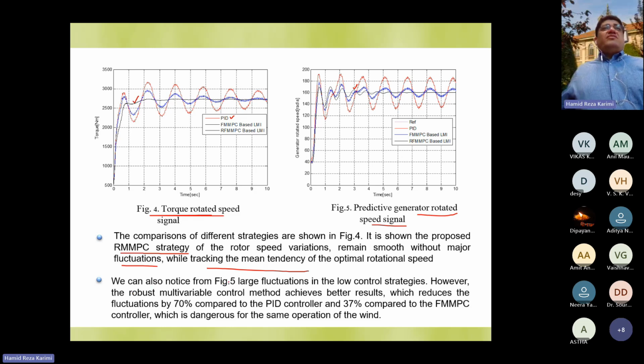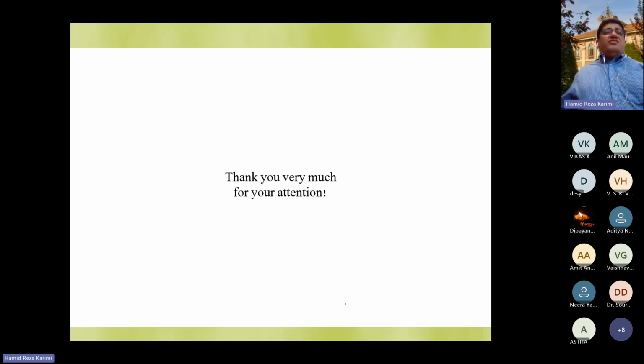We can also notice from this figure that there is large fluctuation in the other control strategies. However, the robust multi-variable control method achieved better results and reduced the fluctuation by 70%. So now you can see that with more advanced control, you can compensate up to 70% of the fluctuation if you move from PID to the more robust MPC. Okay, so thank you. I think this was one of the applications for the wind turbine. Of course, MPC has many applications, but this was just for your information.